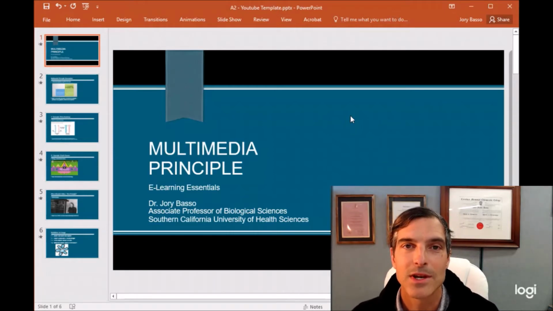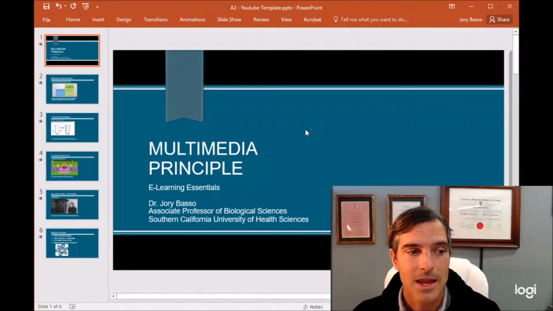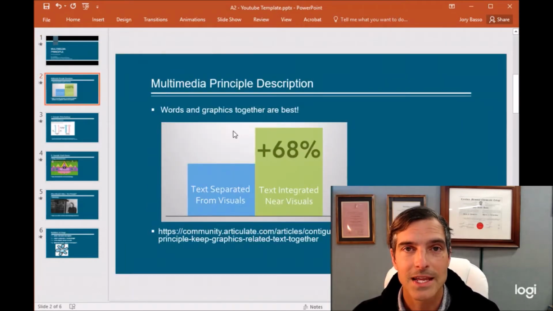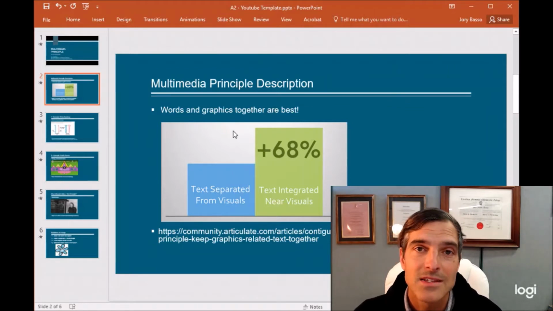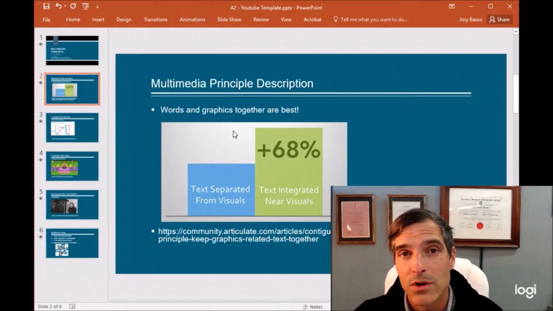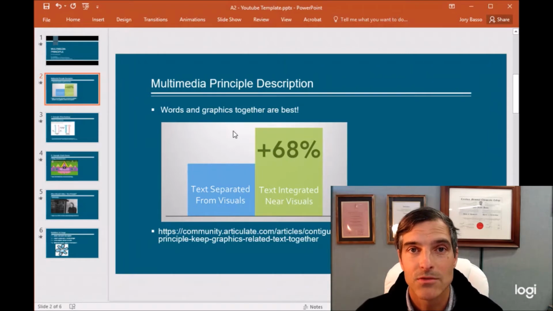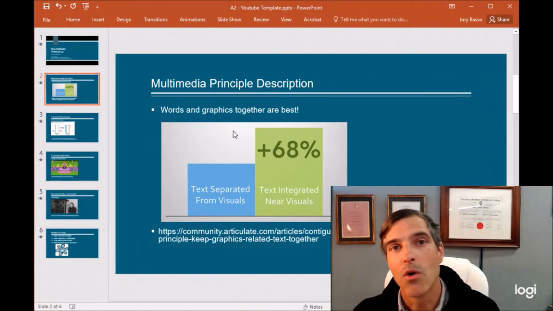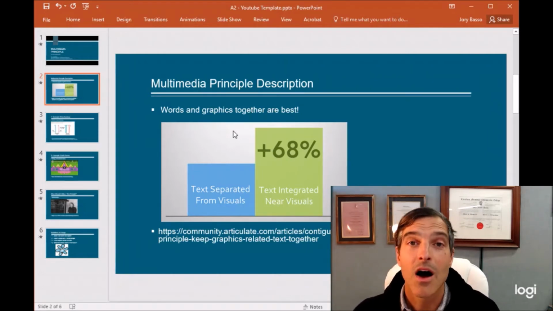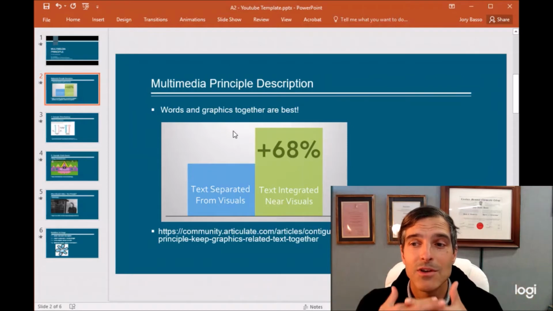This quick presentation is to talk about the multimedia principle. It is a principle that should be used in designing learning modules. The principle states that combining words and graphics together gives the learner the best opportunity. This would be in contrast to only having text or only having graphics. It obviously works best when you combine the two.